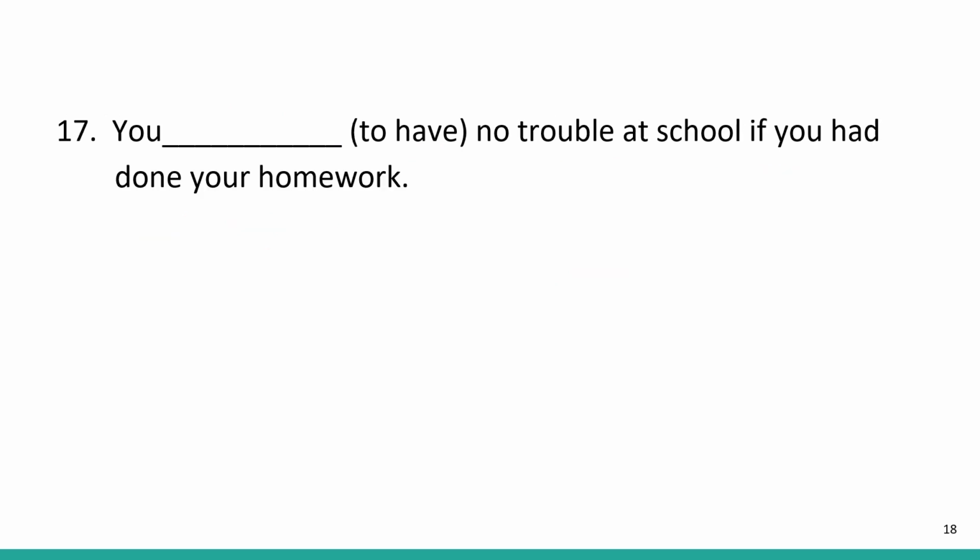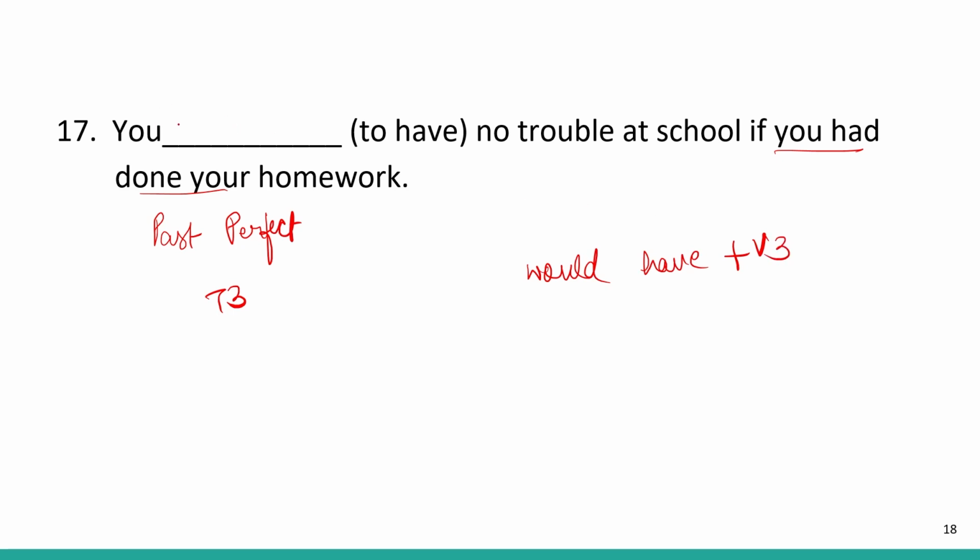Now let us move to the next question. You dash no trouble at school if you had done your homework. It means someone has not done his homework properly. That is why he must be in trouble. Here we have if you had done, it means this is past perfect tense. And this is if clause. So this is type 3 condition, and the requirement of type 3 conditions is would, then have, then past participle, that is verb third form. So it will be would.